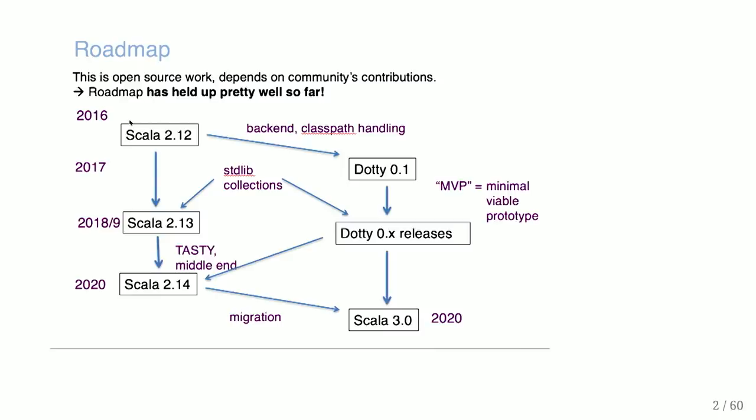So there will be a parallel development. After 2.13, there will be 2.14. And the purpose of 2.14 is really to smooth the migration to 3.0. There will already be some joint components. The first of these is the new collections, which are also going to be in 2.13 and which we will take in 3.0. The next thing is the tasty middle end. I'm going to talk a little bit about that. And essentially, the purpose of 2.14 is to put in the necessary things in place to make the migration to 3.0 easier.